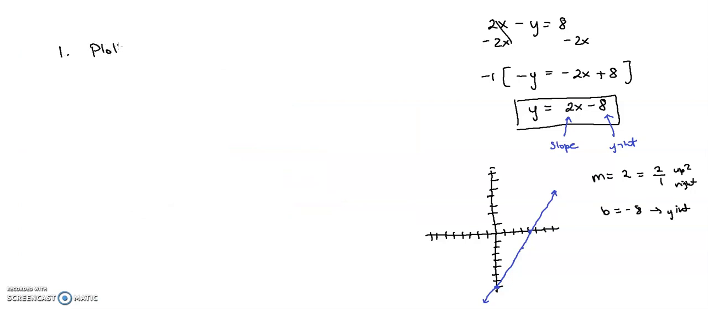One is plotting points. Okay, that's where you plug in different x's and y's, or plug in different x's and get the y's that go with them. The second is to use intercepts. Okay, so that's where you plug in 0 for x and 0 for y.